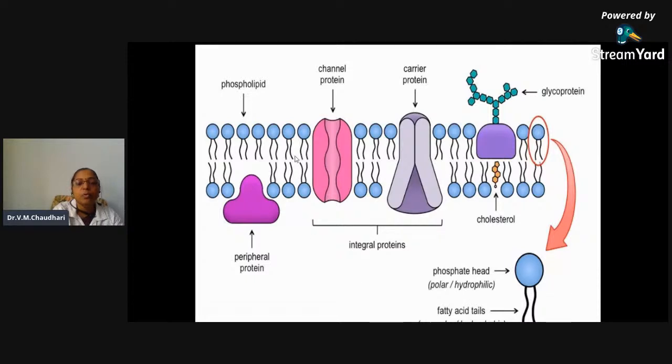So this hydrophobic tail is lying inside of the membrane, while this polar head group or phosphate head group lies outward of the membrane.